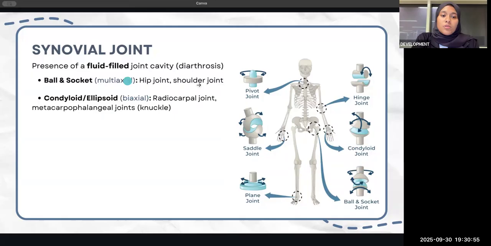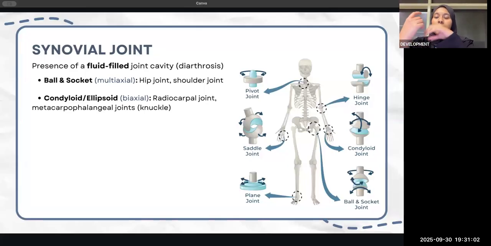Then you have condyloid ellipsoid joints, which are biaxial. Biaxial means that the joint only allows movement in two axes. So, for example, you have your radiocarpal joint, which is over here. This is your radius somewhere over here, and then you have your carpals, which are in your hand. So the radiocarpal joint is a biaxial joint. You could do this and go back, or you could go side to side. So you have two axes to work with.